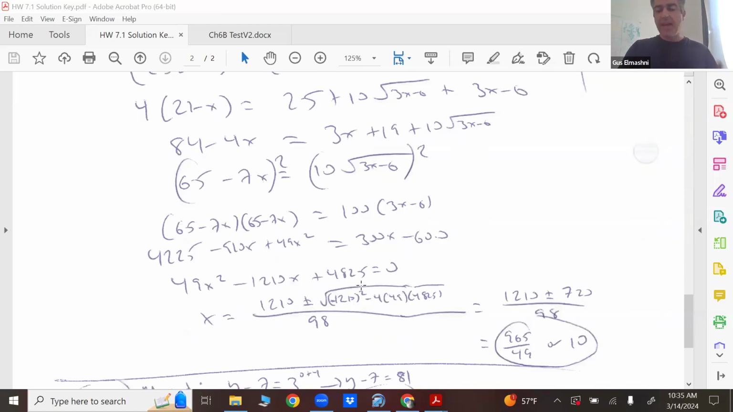And then you get this. And I had no clue how to factor that. Even someone like me, I can't factor that, so I did the quadratic formula. Fortunately, it came out clean, not a nasty radical. The inside part actually was a perfect square, 720 apparently. And then you just do 1210 plus that, 1210 minus that, you get 2 answers.